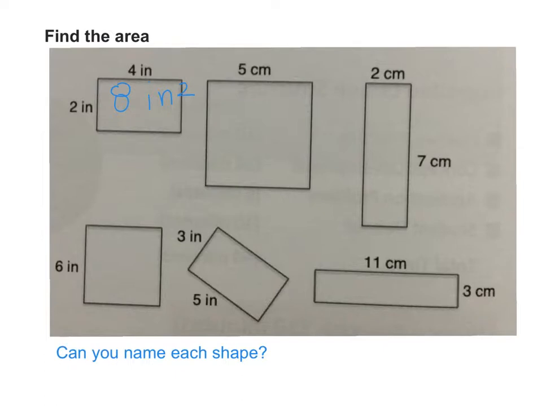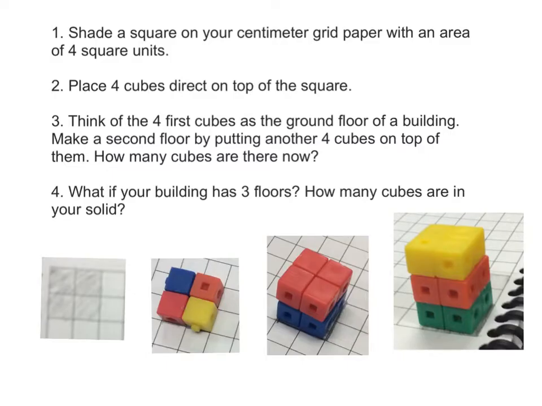A rectangle. What shape is this one? Square. Okay, what is the area of this square? 25 square centimeters. Very good. It's 25 square centimeters. And you can mark it like this, or you can write 25 SQ, which is short for square, centimeters. What shape is this one? Rectangle. What is the area of this rectangle? 14. Nice.